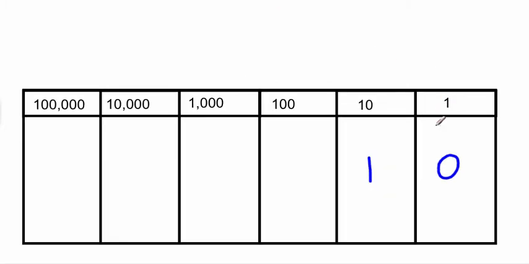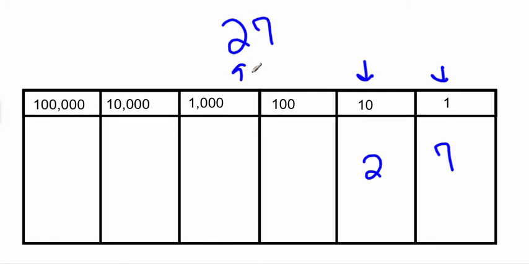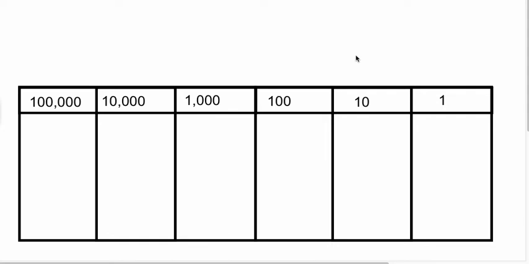Let's continue counting. We have 10, 11, 12, 13, 14, 15, 16, 17, 18, 19, and then what comes next? 20. So now we have a 2 in the tens place and nothing in the ones place. If we change this to a 27, we would now have a 2 in the tens place and a 7 in the ones place. Now at the beginning of the video I called this the base 10 place value system.